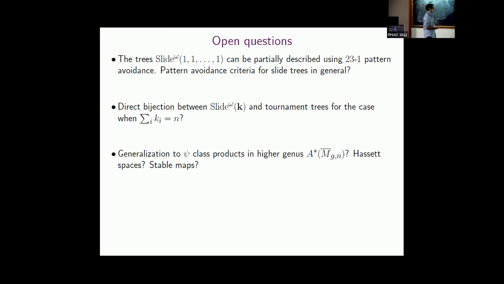And there are all of these different generalizations of moduli spaces to homogeneous spaces, to Hasse spaces, to stable maps, and they all have psi classes. So are there generalizations of those formulas to those settings?